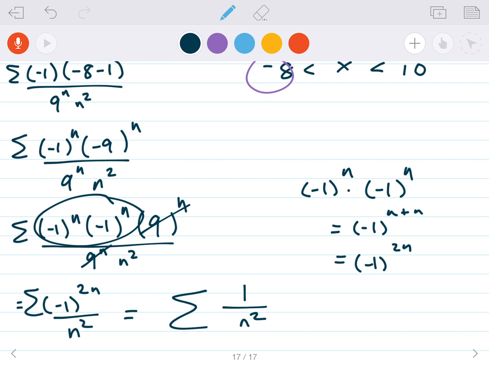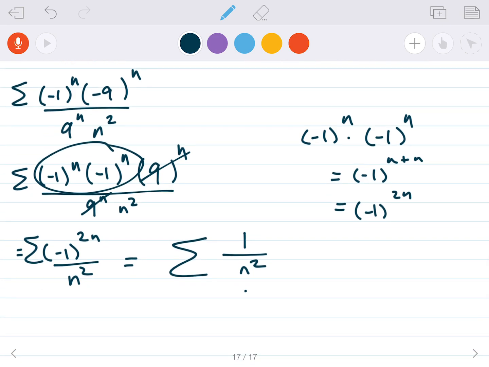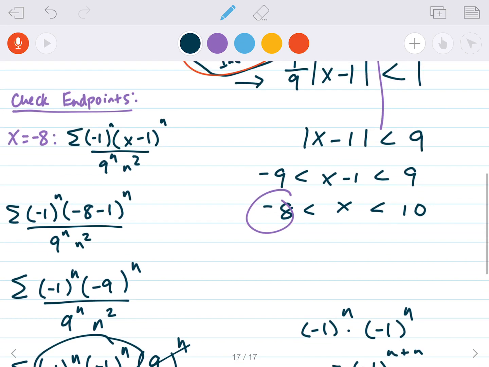What do we know about this? We know that this converges. This is a p series, right? With p equals 2. We know that this converges because it's a p series with p equals 2. And since that converges, yes, this converges for this particular value of x, which means we're going to include it in our interval. Okay, so we checked that.